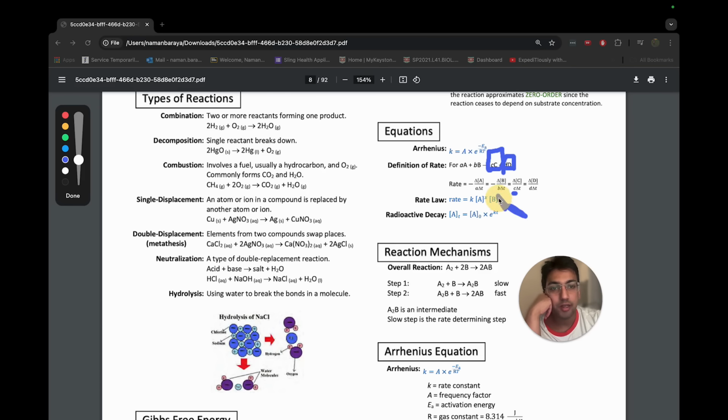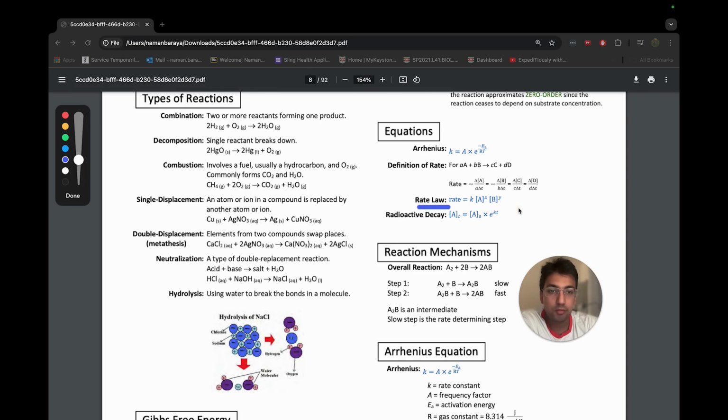Now we have the rate law. In the rate law, you just take the substrates, so this A and the B, and you do it to the power of some value, x and y, and you multiply it by a rate constant, and that's how you get the rate of the reaction. And it's also important to know that these are not just the coefficients of the reaction. These are things that you can only find by actually doing the experiment and figuring out how much do A and B manipulate the equation.